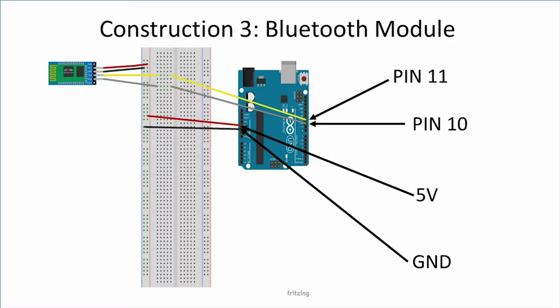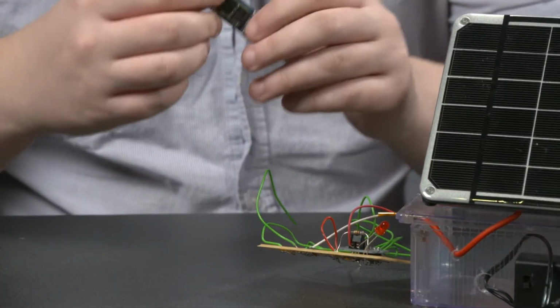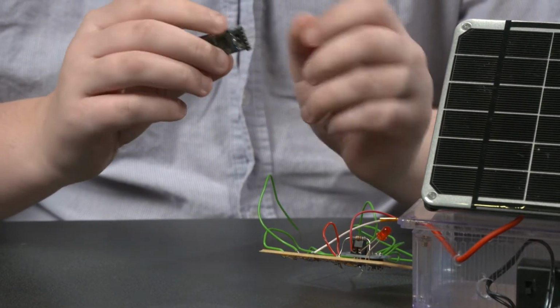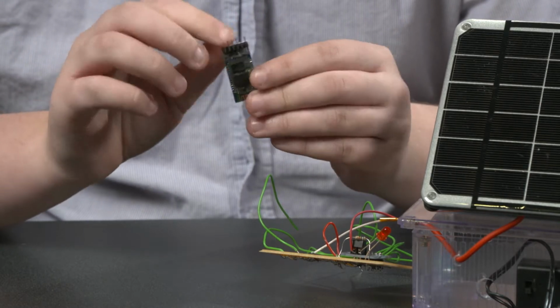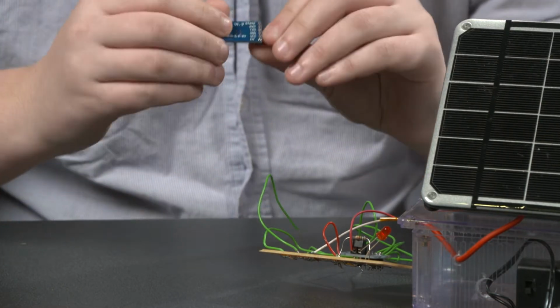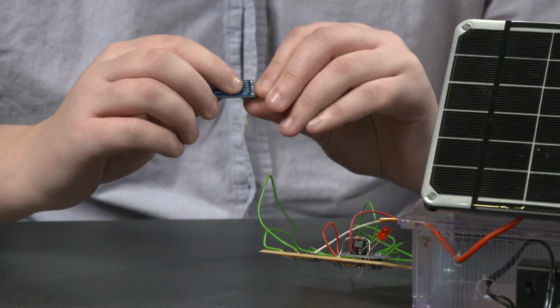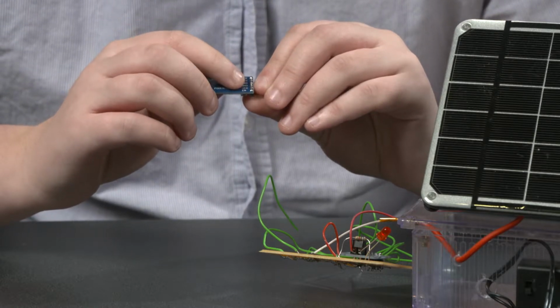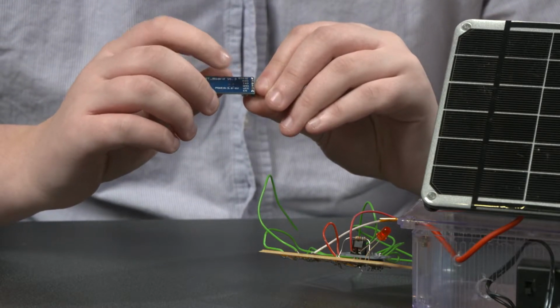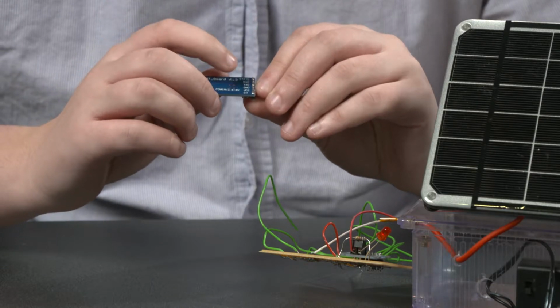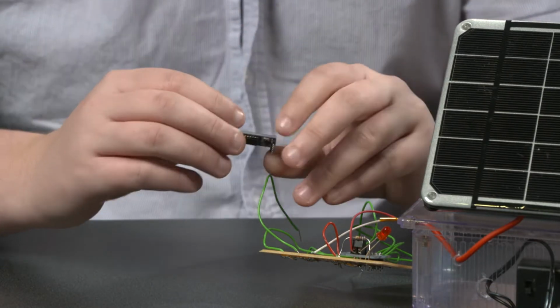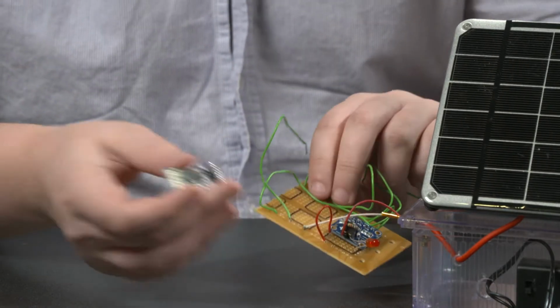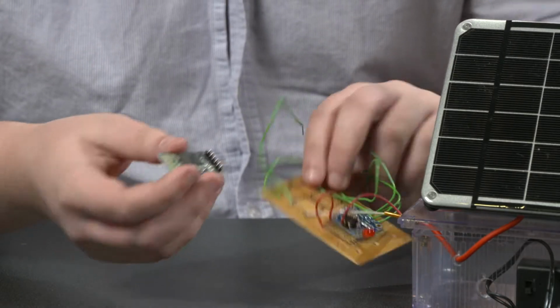So now we're going to be soldering our Bluetooth module. There are 6 prongs on it, but we're going to only be using 4. The 4 that we're going to be using is VCC for power, GND for ground, TX for transmitting information, and RX for receiving information. So we're just going to start soldering it onto our board.